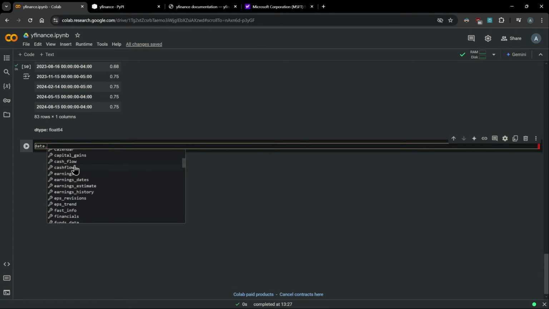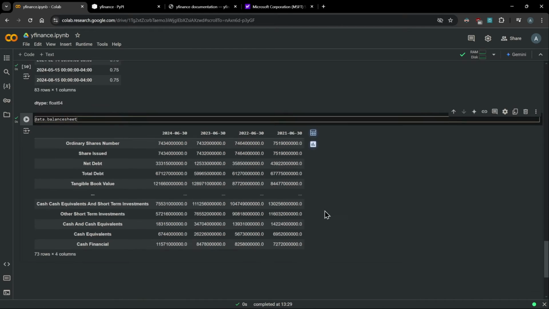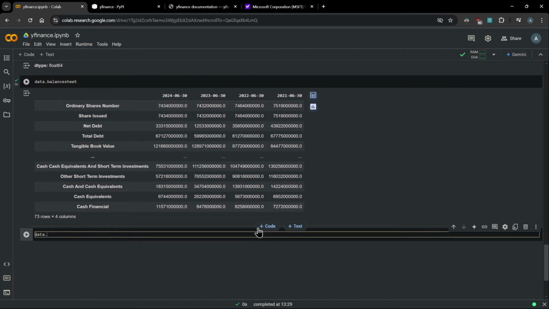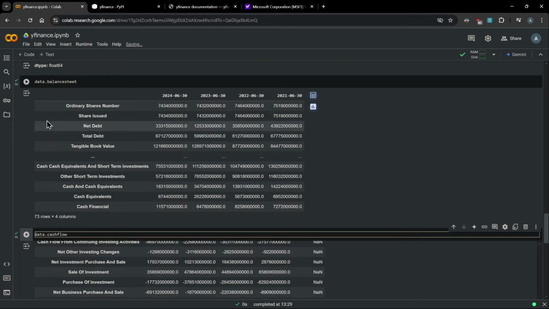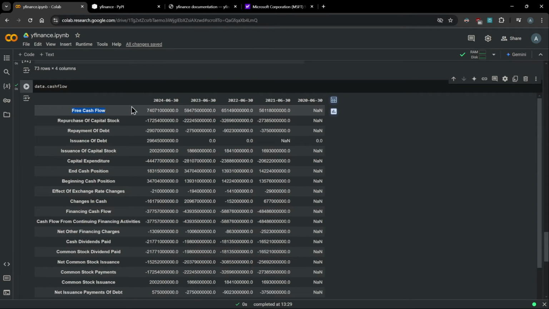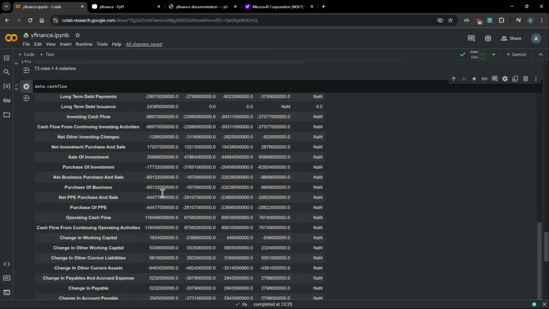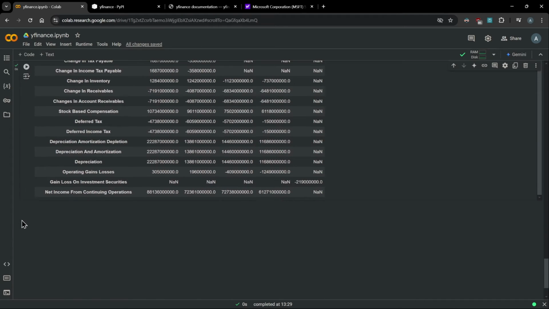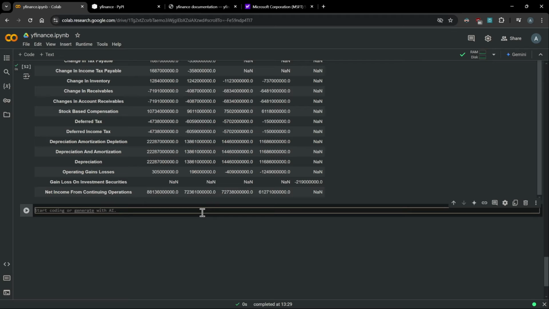Earnings, cash flow, capital gains, balance sheet. Yes, so you have the balance sheet over here. You can also say data.cashflow. So these are various parameters that are used when deciding whether to invest in a stock or not. You can look at how much debt a company has, the amount of free cash flow, and how much volume of the company stock has been traded in the near past.